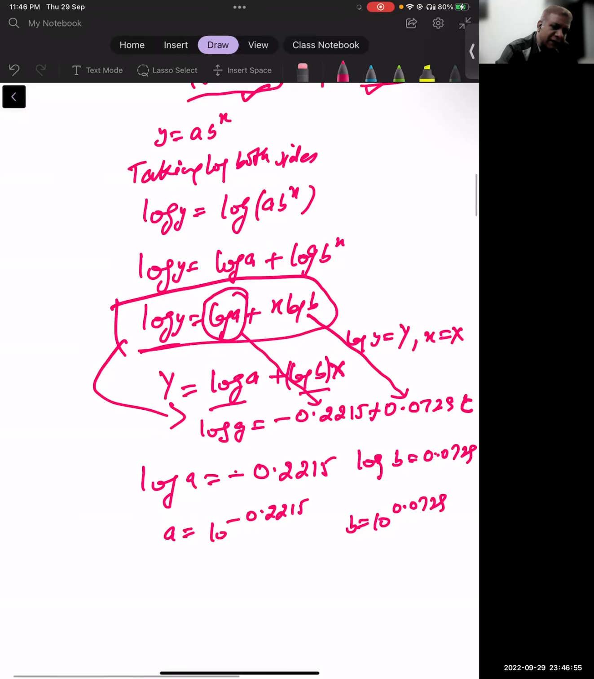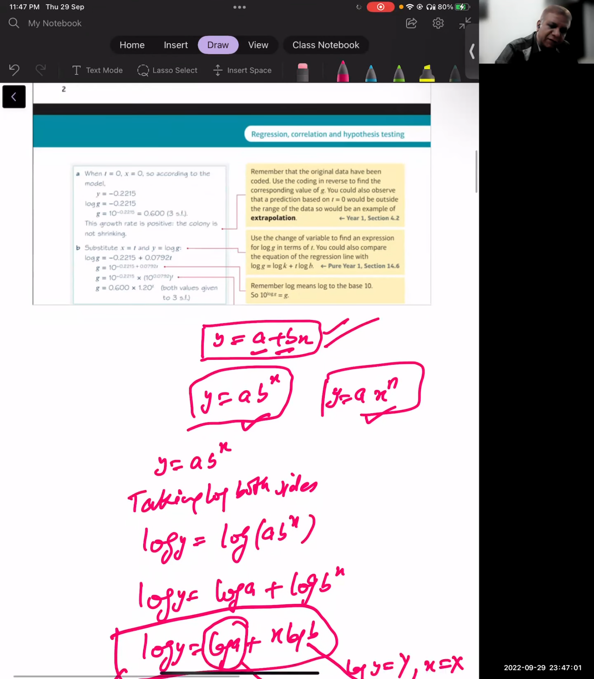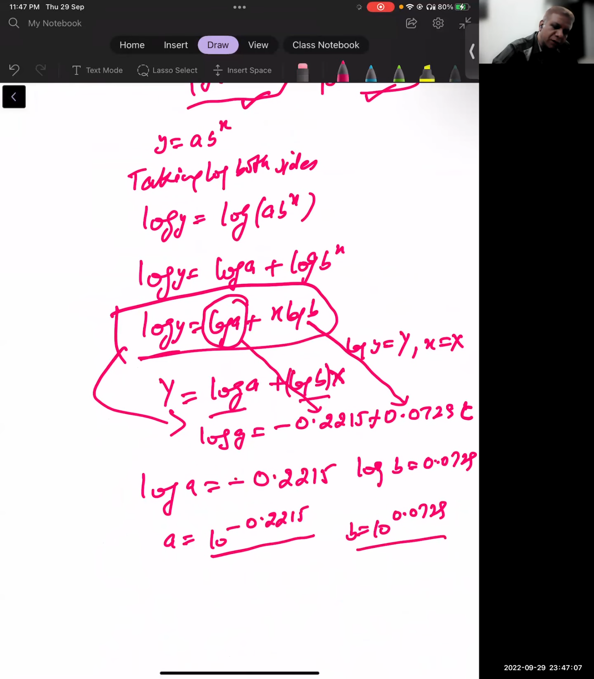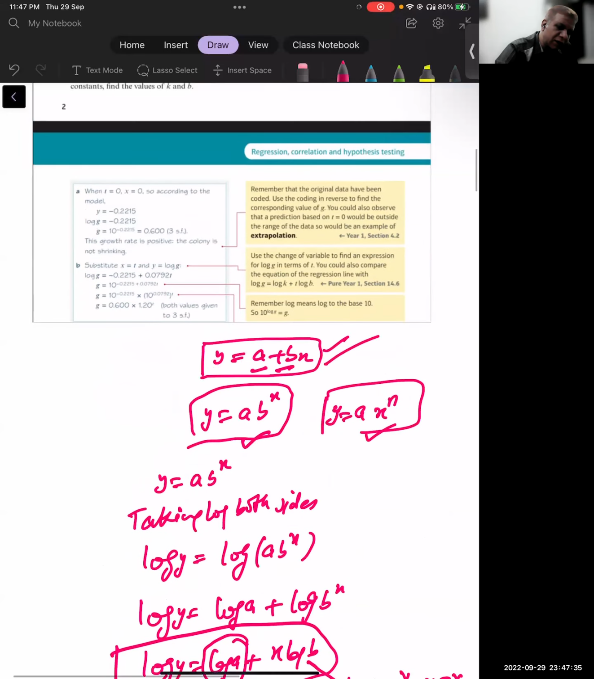Now the question is asking, what is the value of A and what is the value of B? So we have calculated the value of A and value of B. Now you have to use the calculator and tell me the value. For A, that is 0.60, and 10 to the power of 0.0729 is 1.18. So that is the value of A and B. That's what he's asking for. Got it? Done?